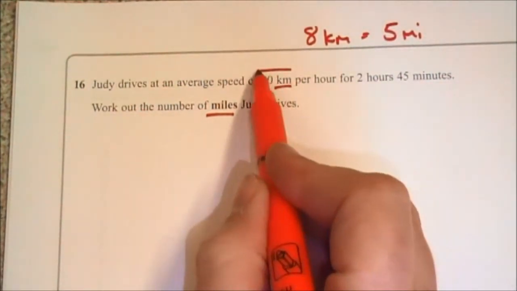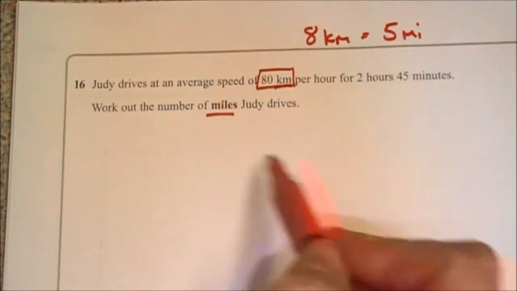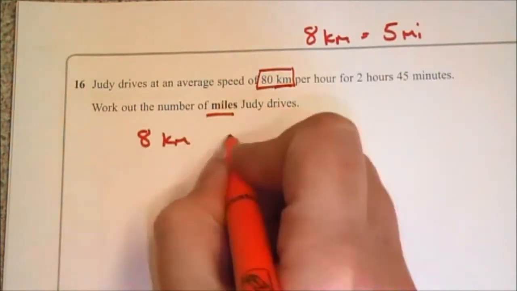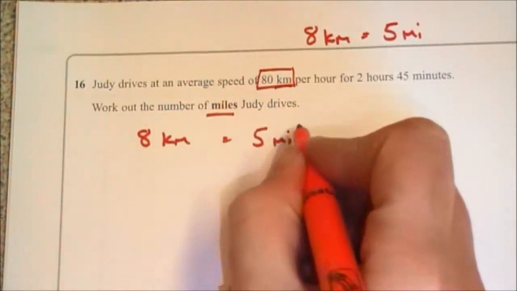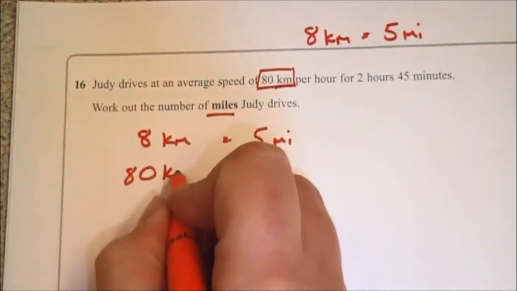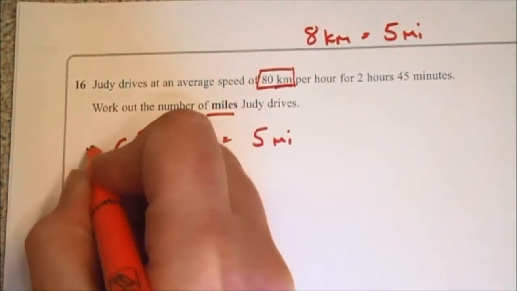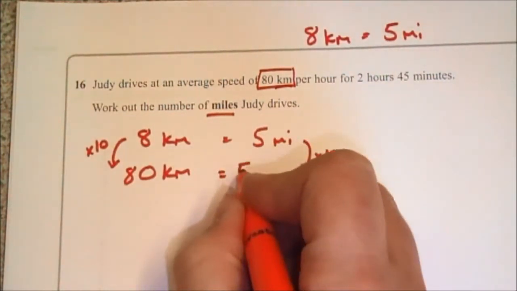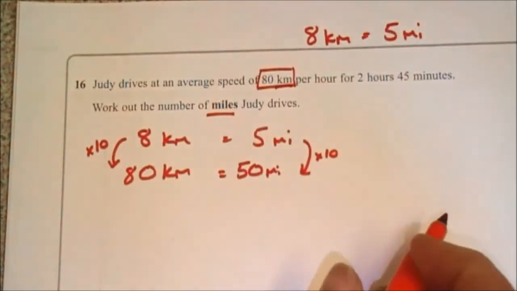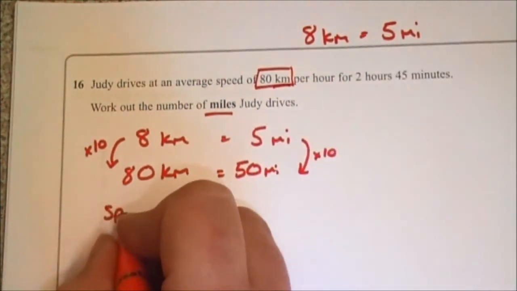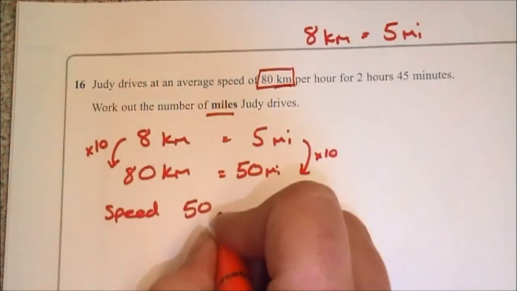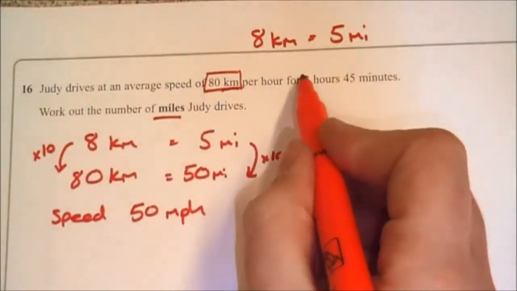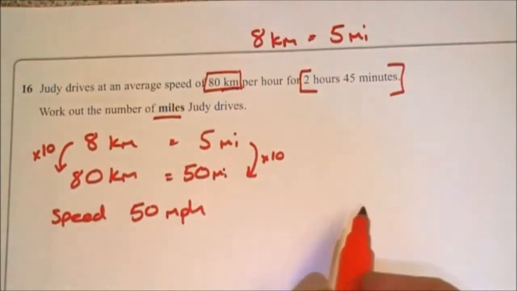Right, well, first off, I've got to convert her speed, which was 80 kilometres, into miles per hour. So my conversion factor was 8 kilometres is 5 miles. So if I've got 80 kilometres, then hopefully you can see that that is going to be 10 times. So 80 kilometres is equal to 50 miles. So her speed in miles per hour is 50 mph. So she's doing 50 miles per hour, and she's doing that for 2 hours and 45 minutes.